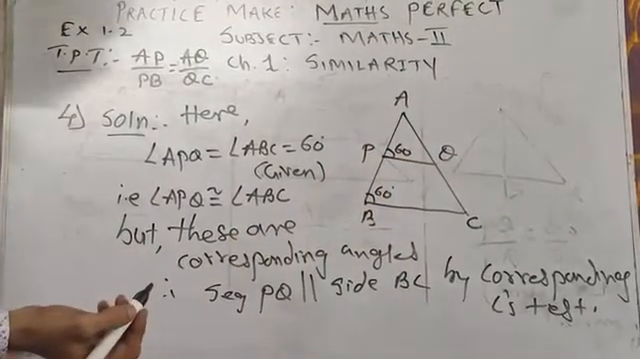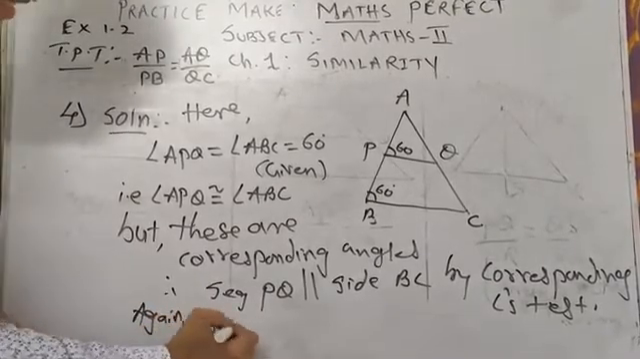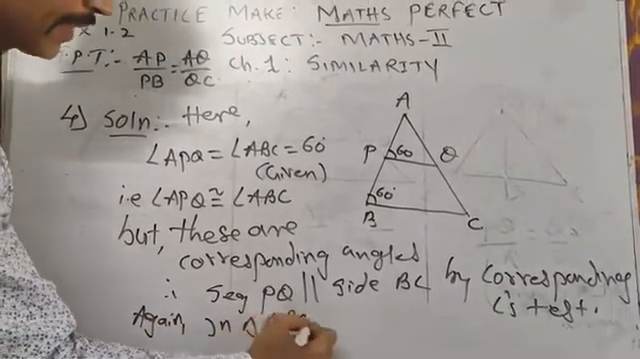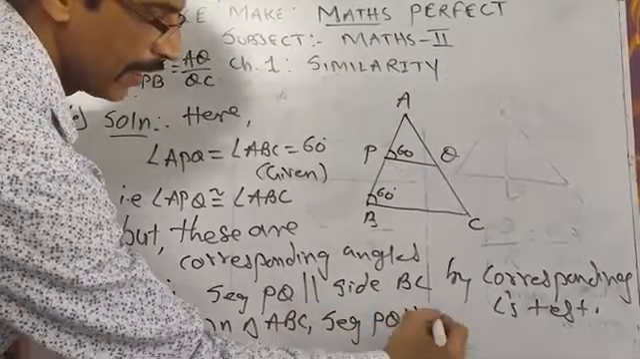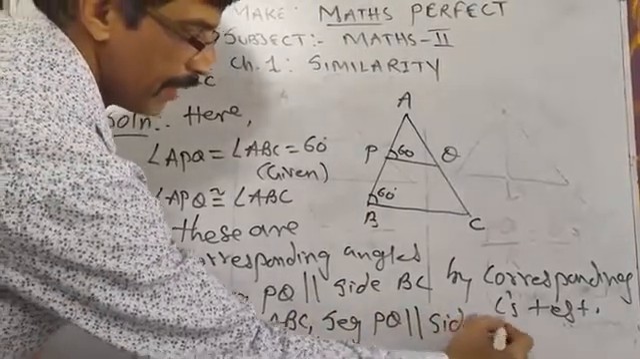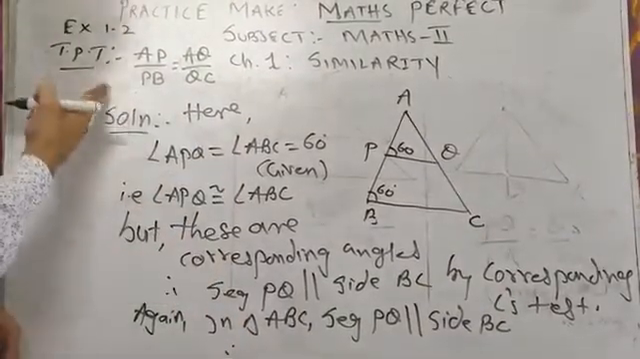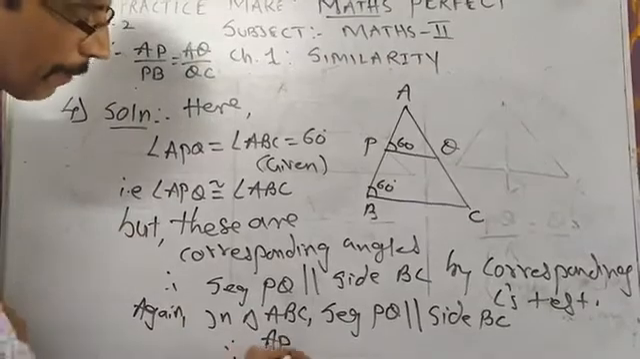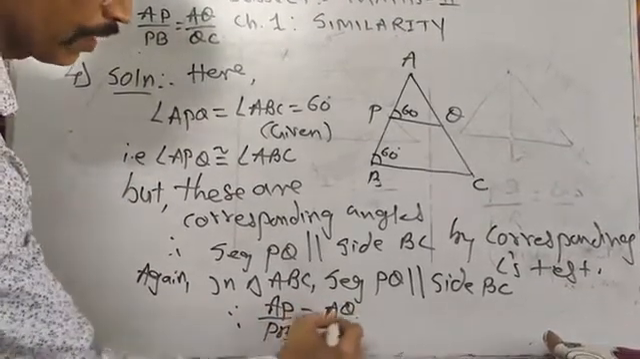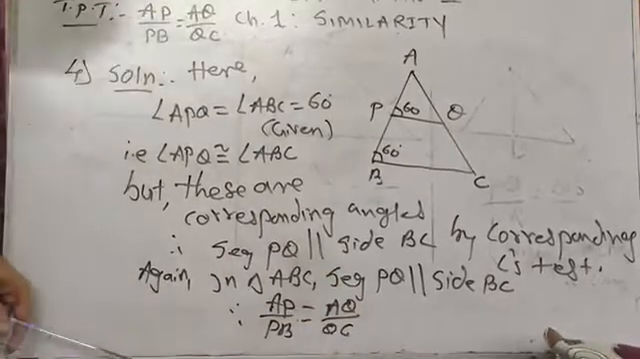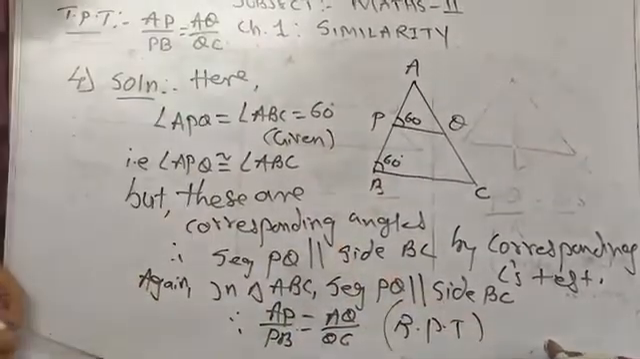So now again in triangle ABC we will write, side PQ is parallel to side BC as we got here, and directly we will get this ratio here. Therefore AP upon PB is equal to AQ upon QC. Directly we will get it by BPT. This is called the BPT and the sum is over.